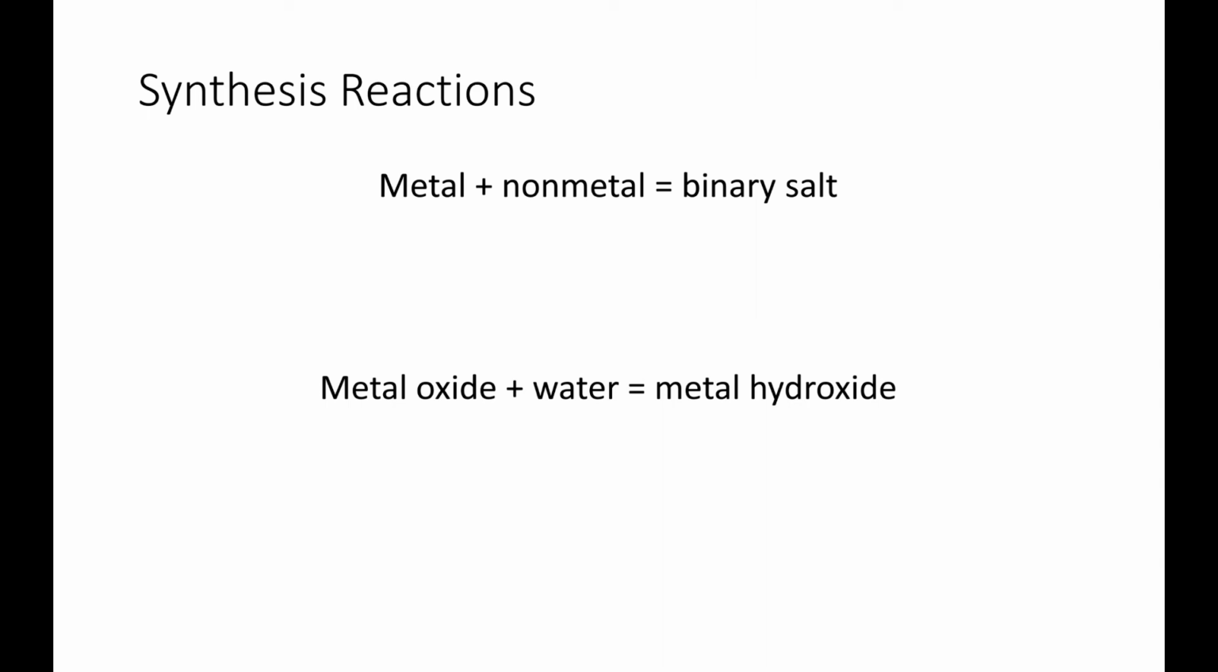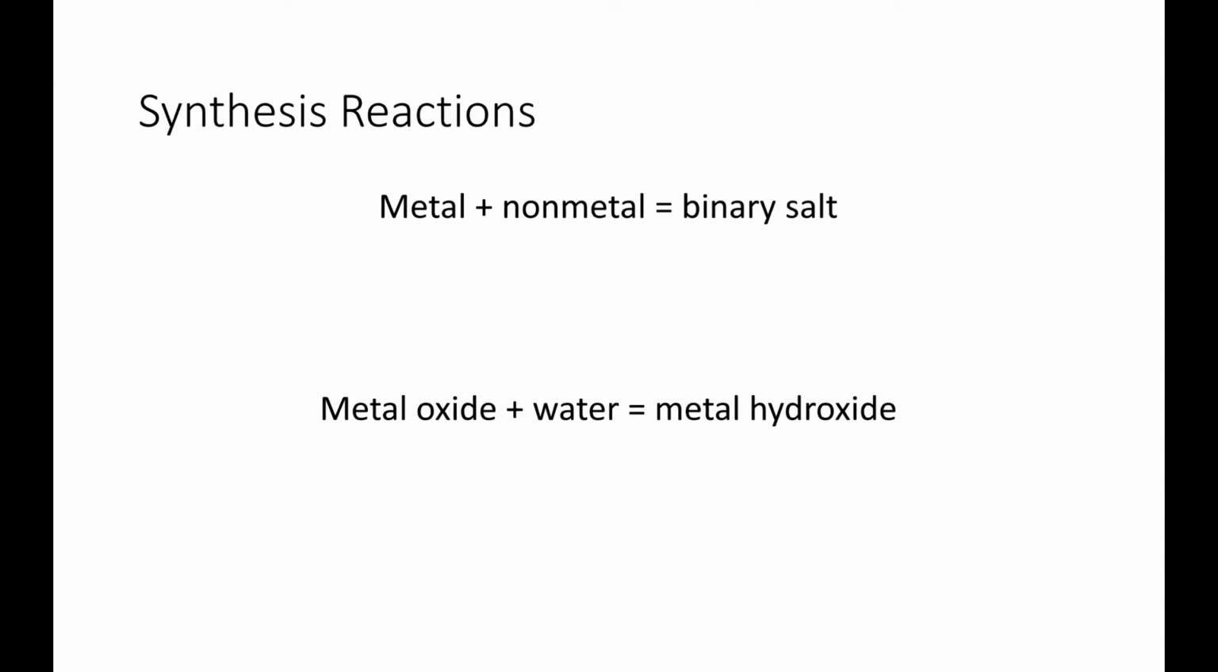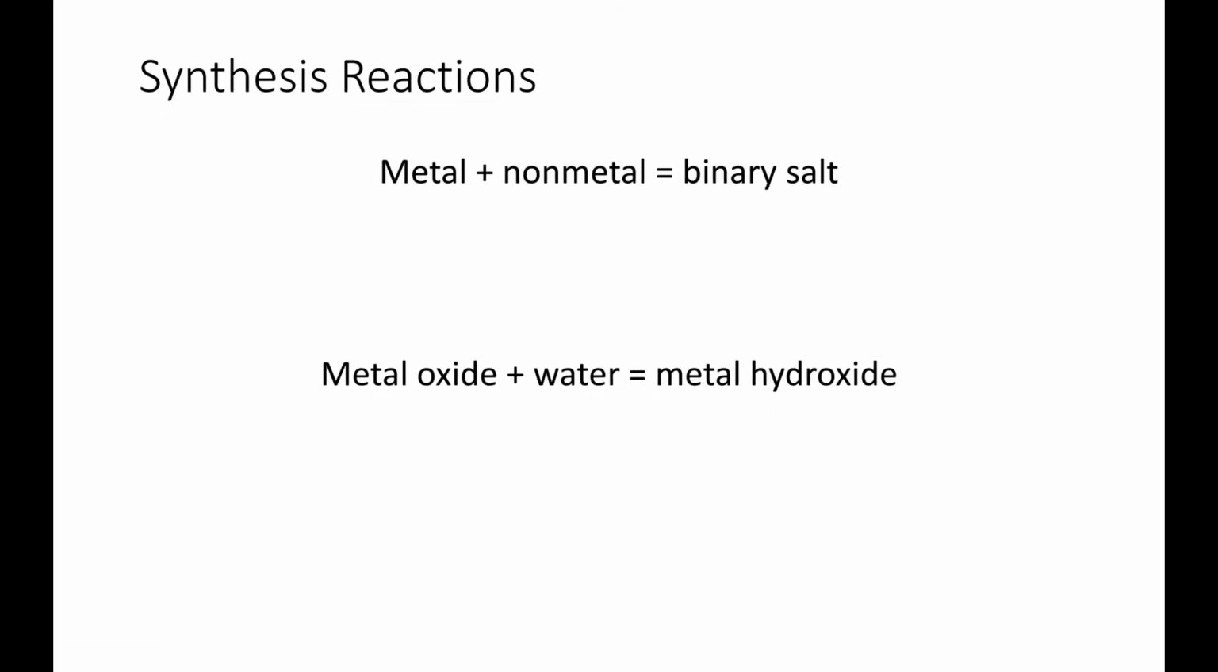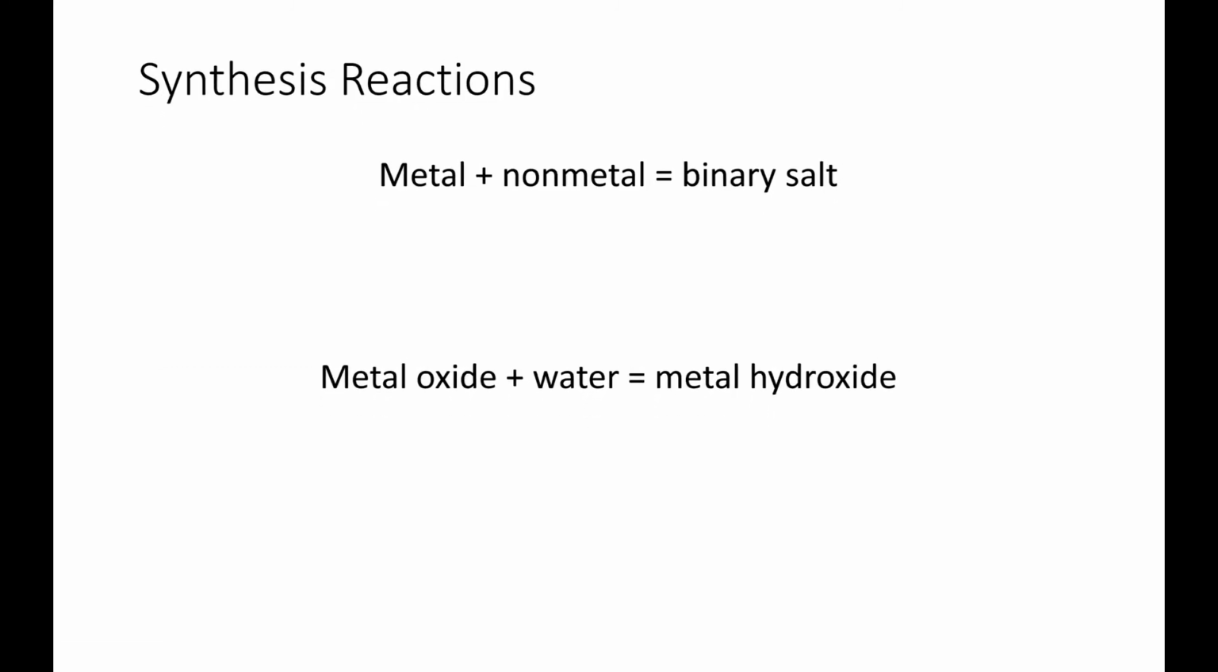Now, I'm going to be giving you 4 different rules, or 4 different things to look for, to predict the products. There are more than this, but these are the only 4 you're going to have to deal with or remember. The first one is when we have a metal plus a nonmetal. Whenever you react a metal with a nonmetal, it is a binary salt. Now, the one most everybody knows is NaCl.